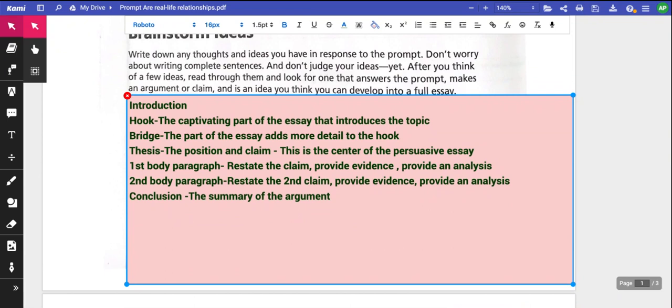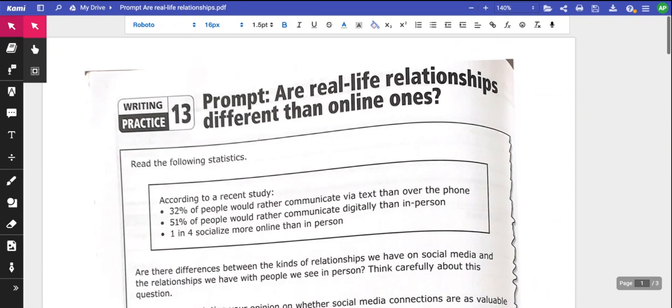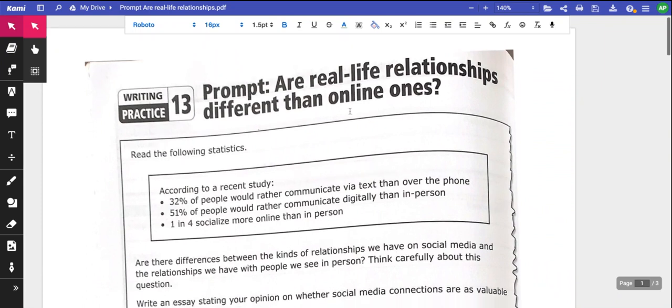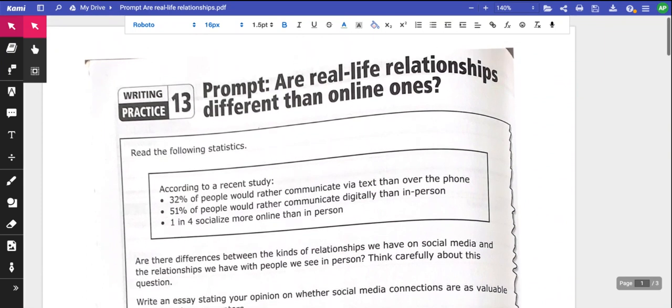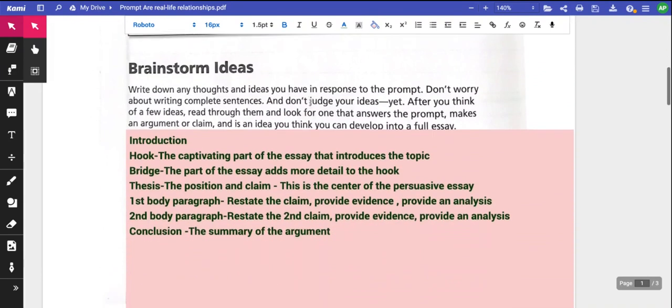We all know what persuasive writing is. Persuasive writing is the attempt to persuade a reader or writer on your specific argument. In this case, you are writing a persuasive essay on are real life relationships different than online ones? It's very imperative to know and understand your argument so that your persuasion is strong and effective.